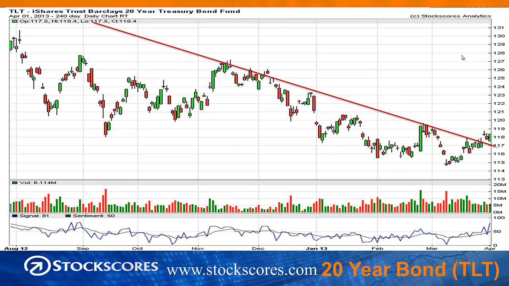Here's the 20-year bond ETF. This is an important one because it's where people tend to hide their money. Now, in the last few days, we've seen this ETF actually break its downward trend line. That's important because it could be that money is moving out of the stock market and back into the safety of bonds. I actually think that it's not quite that way.